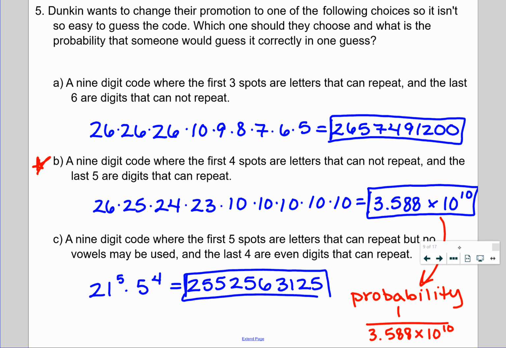Last one, 9-digit code. First 5 are letters that can repeat, but can't be vowels. So we take out the 5 vowels. There are 21 choices for the first 5 spots. So I just wrote 21 to the 5th. And the last 4 are even digits that can also repeat. There's 5 even digits, there's 5 odd digits, and there's 4 of those. So 5 to the 4th.